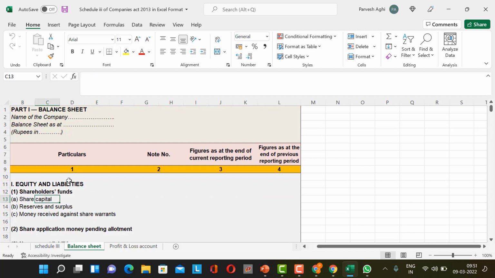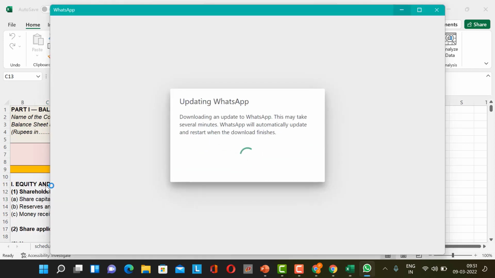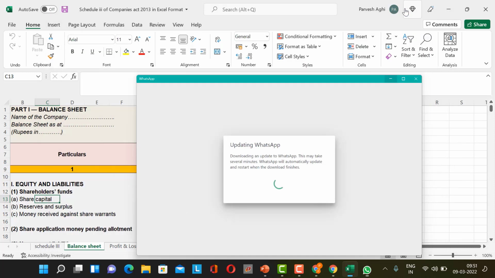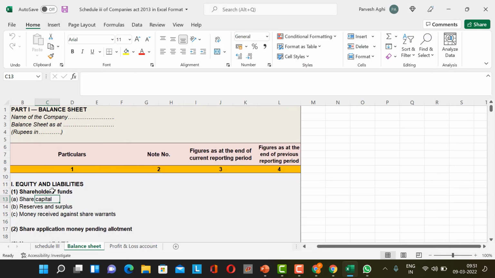So share capital. The first column is the share capital itself. Under shareholders' funds, the first will be share capital. Second will be reserves and surpluses. That means all undistributed amounts. Reserves and surpluses can come from many sources. One of the biggest sources is all the profits which the company has earned in earlier years, which they have not shared as dividend with the shareholders. So that money has remained with the company, and that belongs to the shareholders, isn't it?